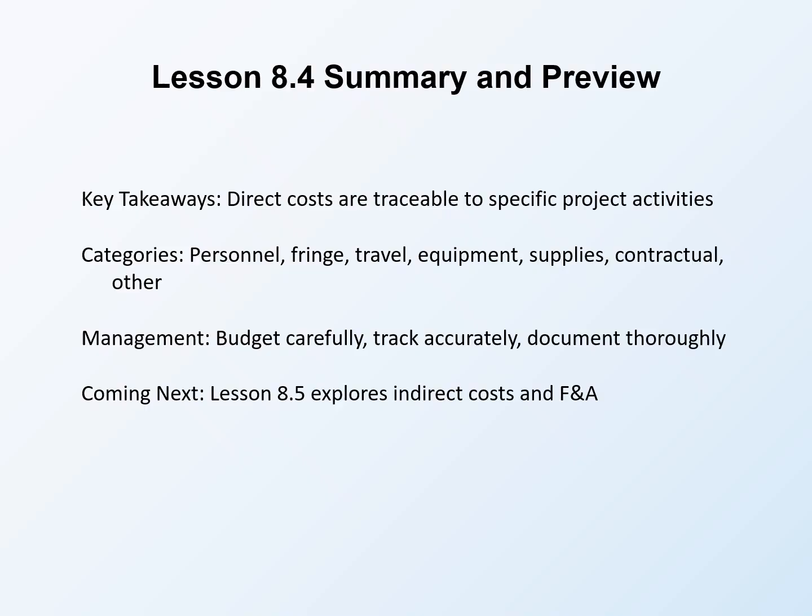In our next lesson, we explore indirect costs, also known as facilities and administrative costs, or F&A. We will understand what indirect costs are, why they matter, and how they differ from the direct costs we discussed today. Understanding the relationship between direct and indirect costs is essential for comprehensive grant budgeting.